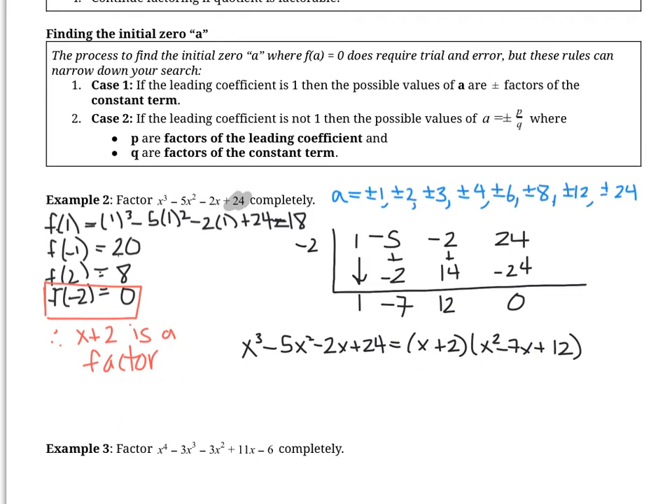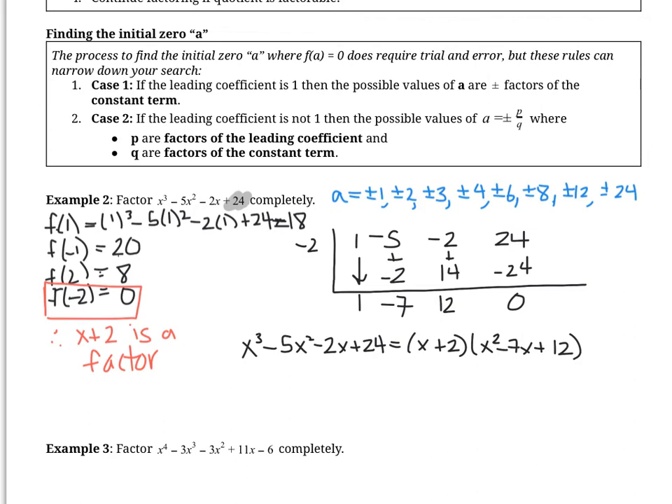So here it is factored, but have we completely factored? Well, this x plus 2 is just linear. We can't factor it anymore. There's no common factor. But how about this one? Can we factor this anymore? Are there two numbers that multiply to 12 and add to negative 7? Well, yes, there are. Those numbers would be negative 4 and negative 3.